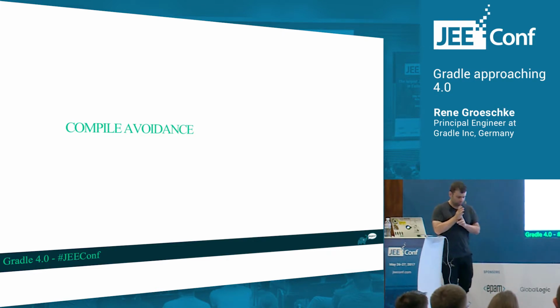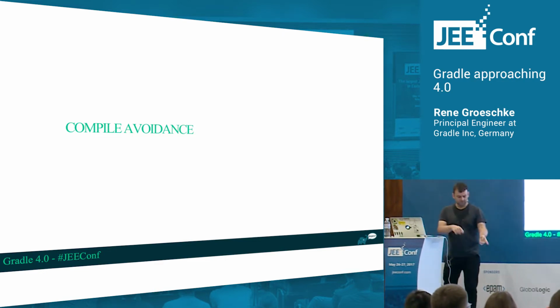Next topic I want to talk about is compile avoidance. I don't know how big your projects are, but if you have a multi-project build and you change something on the very root, usually what happens is you have to compile all the stuff down because the class path has changed, right? And especially if you have big builds, that's a burden you pay.